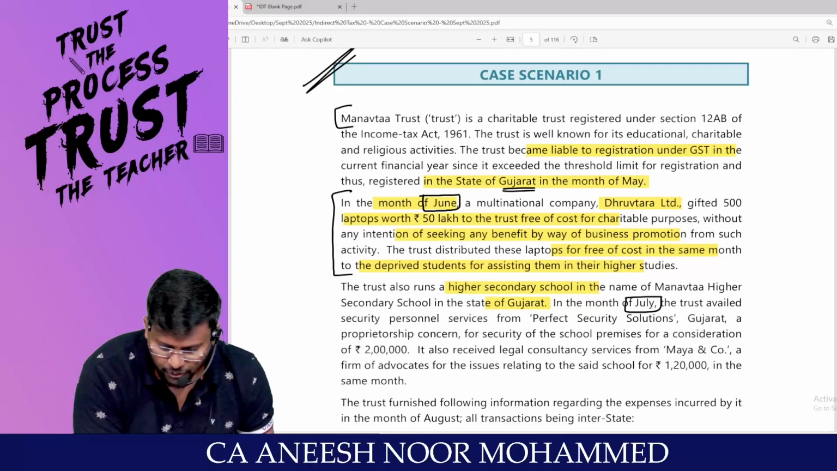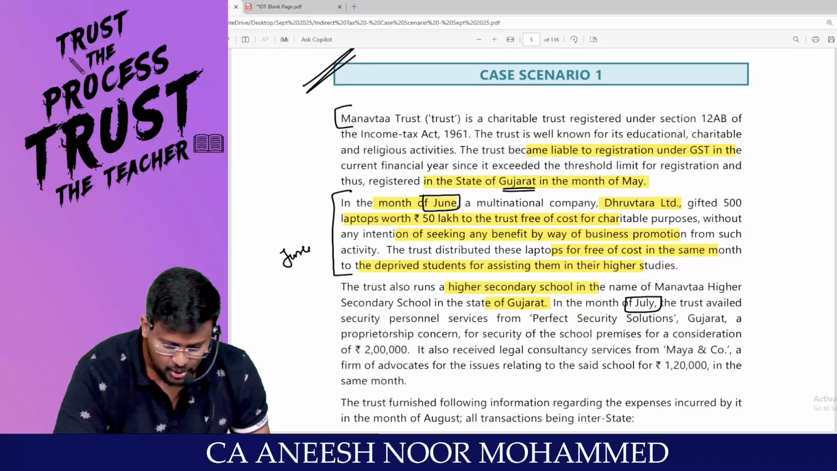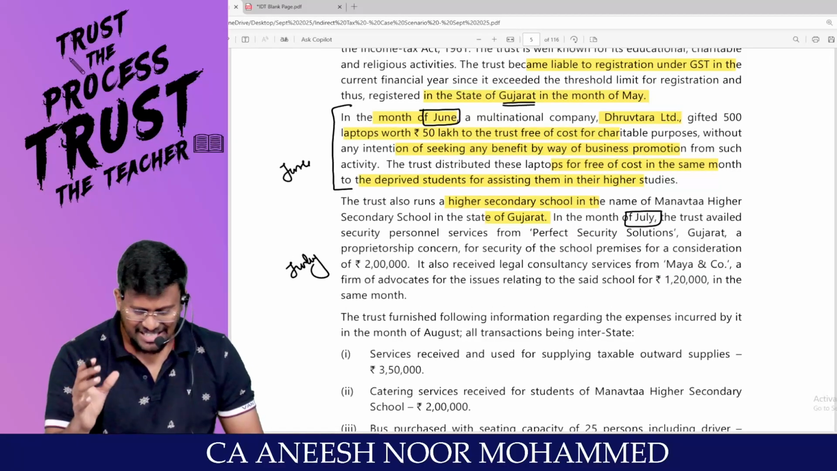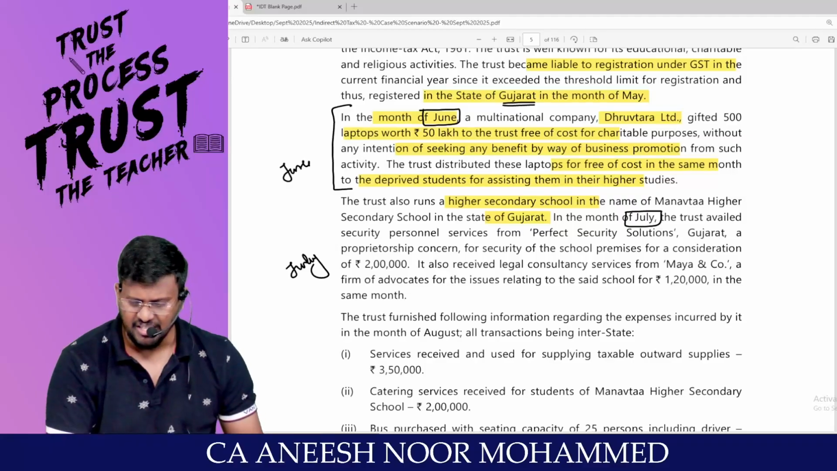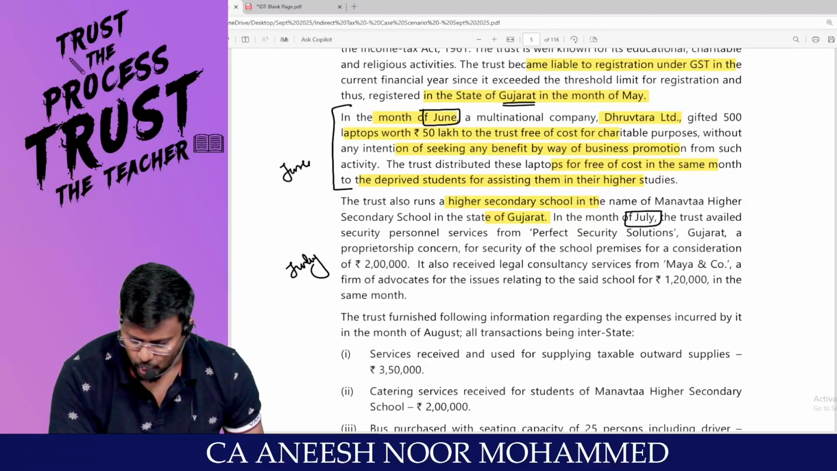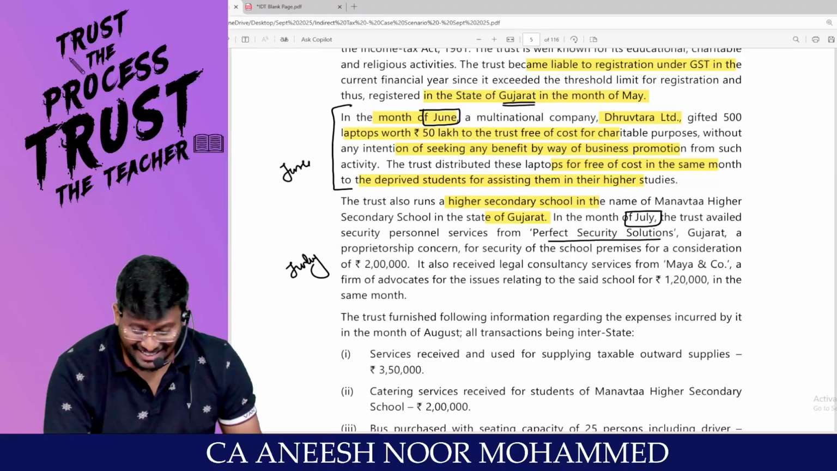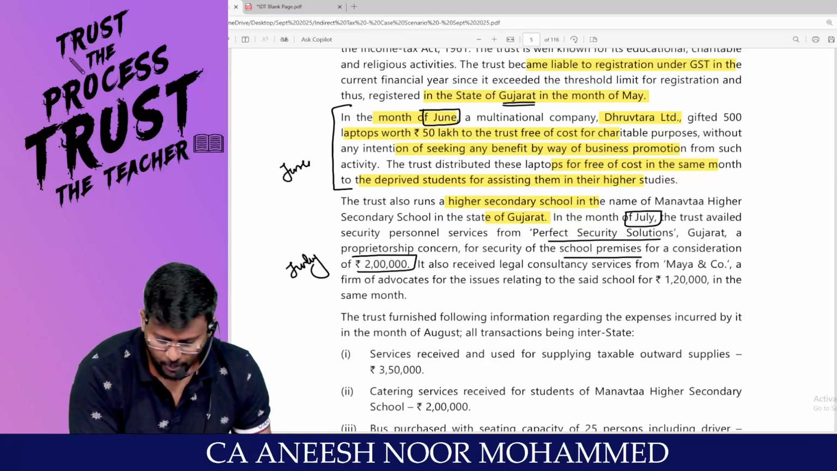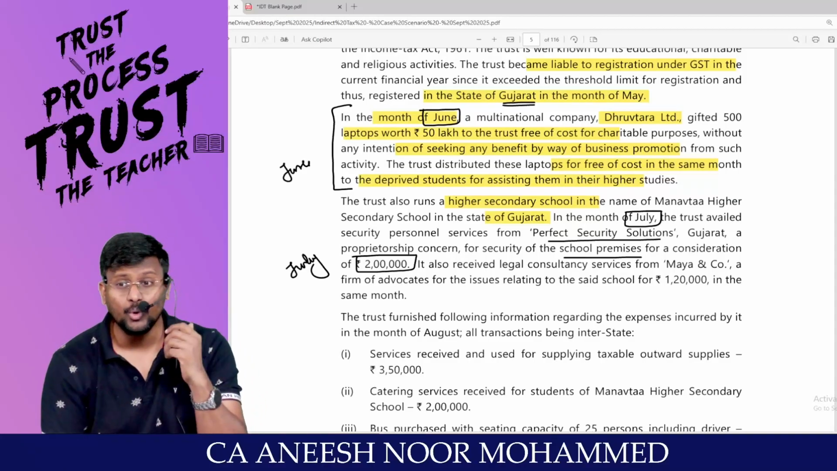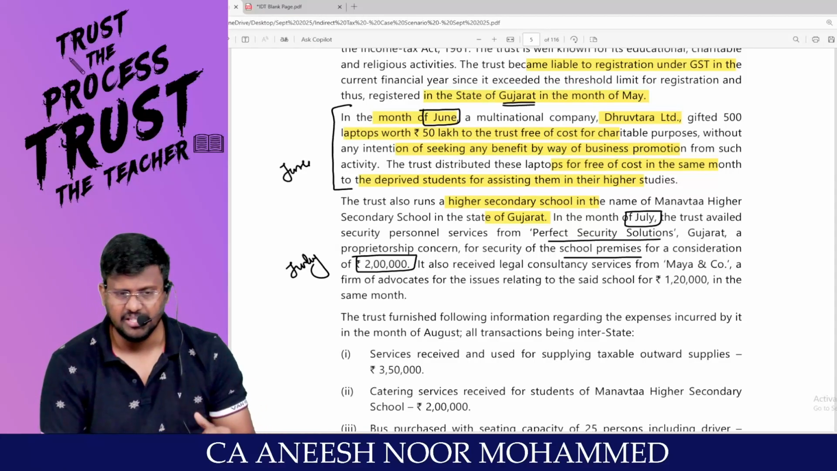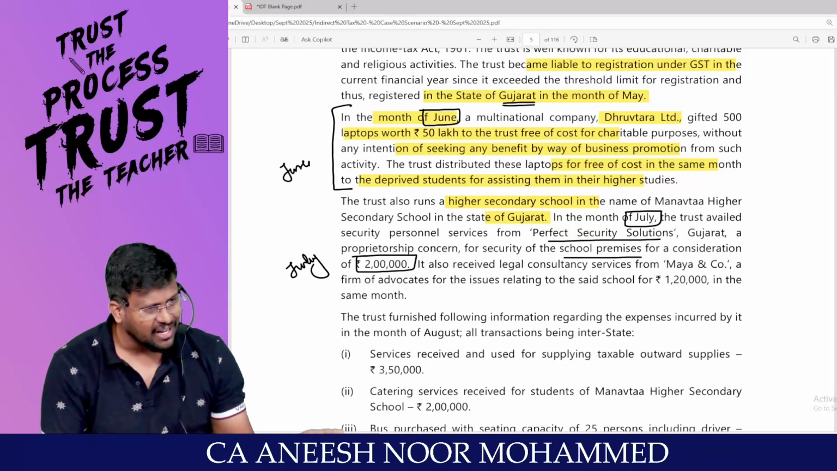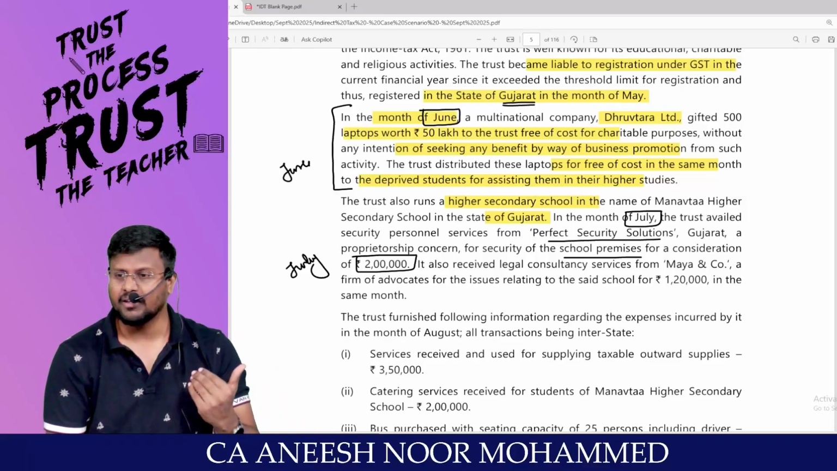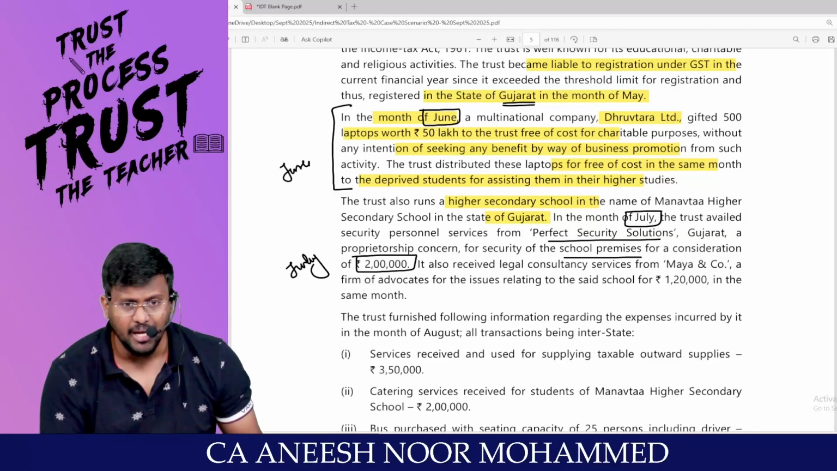This is for the month of June. So this story is for the month of June and this story is for the month of July. The trust availed security personnel services from Perfect Security Solutions, Gujarat, a proprietary concern, for security of the school premises for a consideration of how much lakh? 2 lakh. Sir, security services, sponsorship services are RCM. If it is provided by a body corporate, my dear lovable students, RCM provisions will not be applicable.